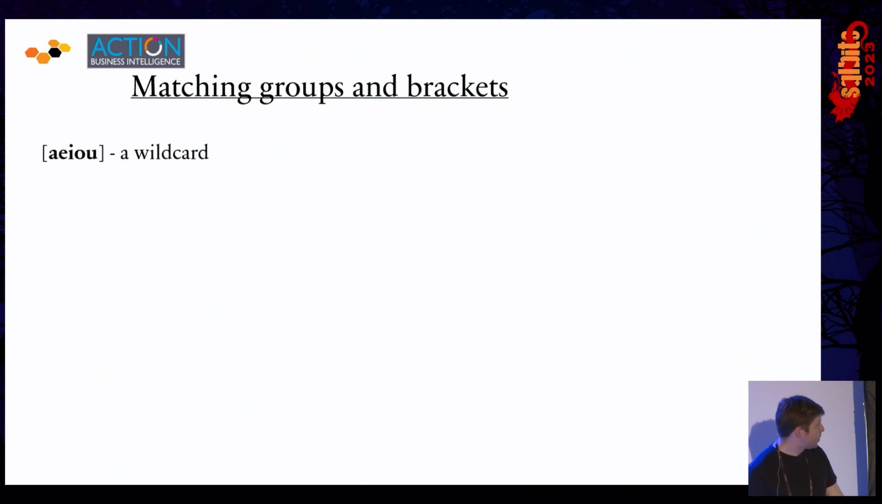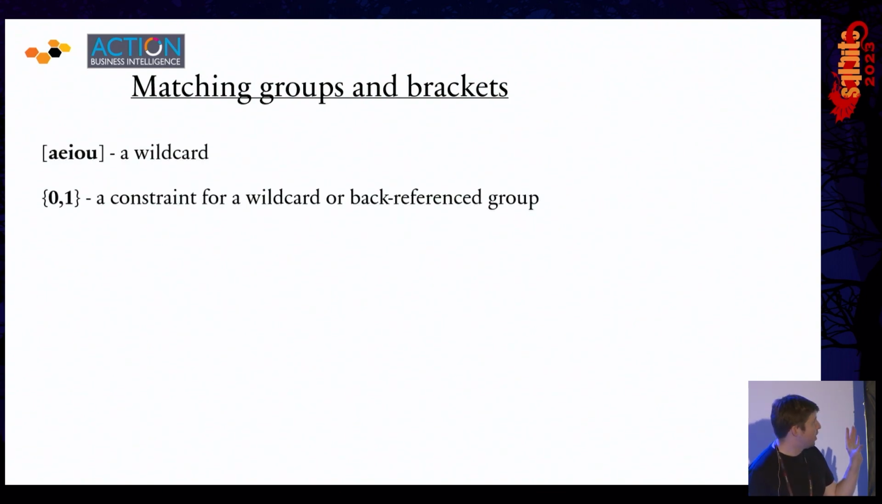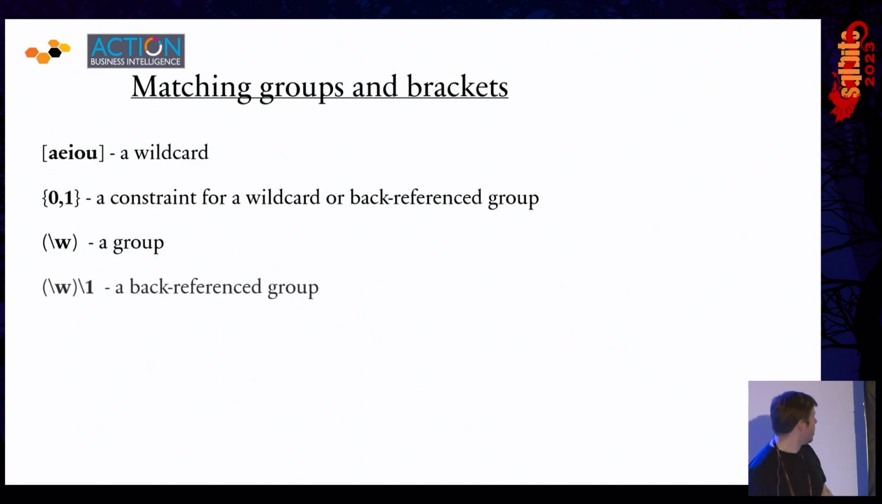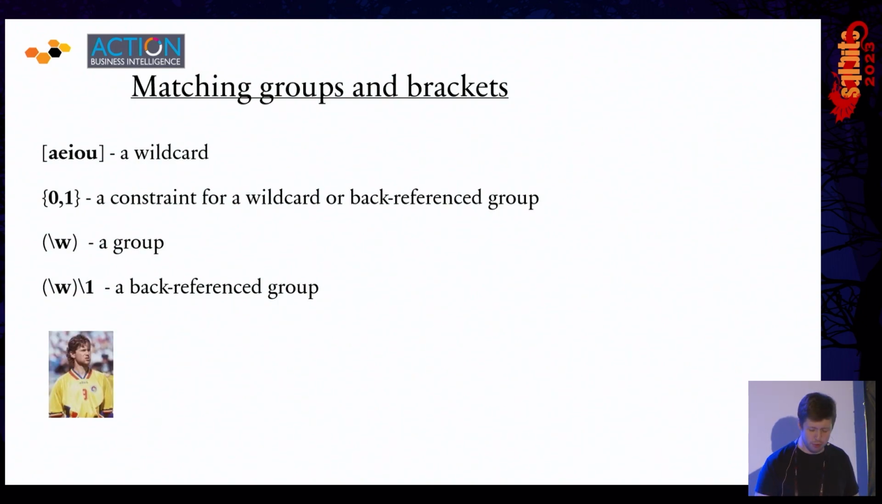Okay, so as we've slightly covered before, square brackets is what's referred to as a wildcard. The curly brackets is the constraint, for it constrains the wildcard's minimum and maximum length. The round brackets is a group, and \1 is a back reference to the group. So I'm going to just cover a quick example.